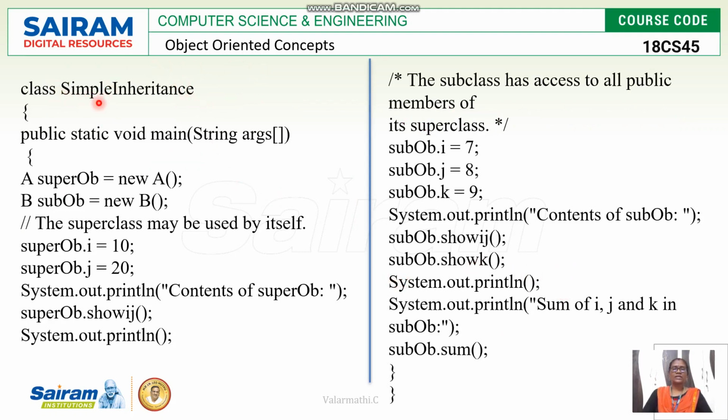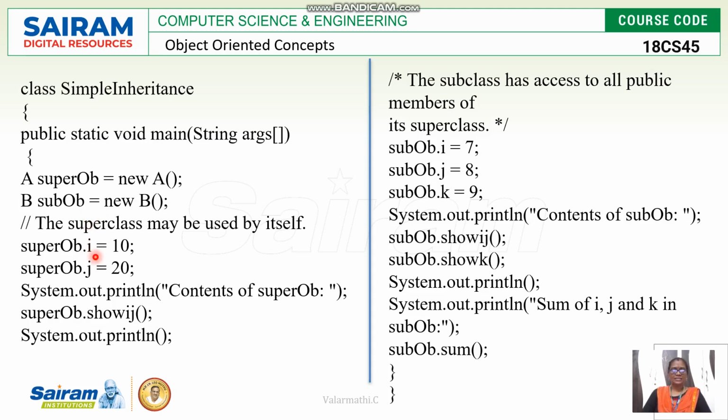Now I want to test this simple inheritance using an application class. That class is called SimpleInheritance, and it has its main method. For superclass A, I am using the object named superOb. Using the new operator, the class object is created. Similarly for class B, using the new operator, one subclass object, subOb, is created.